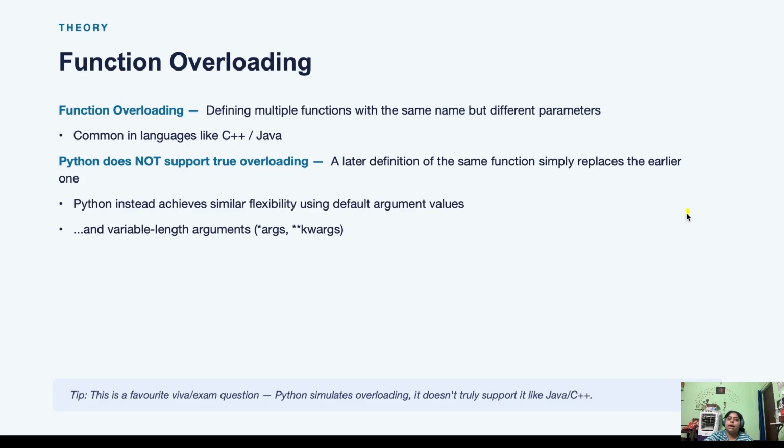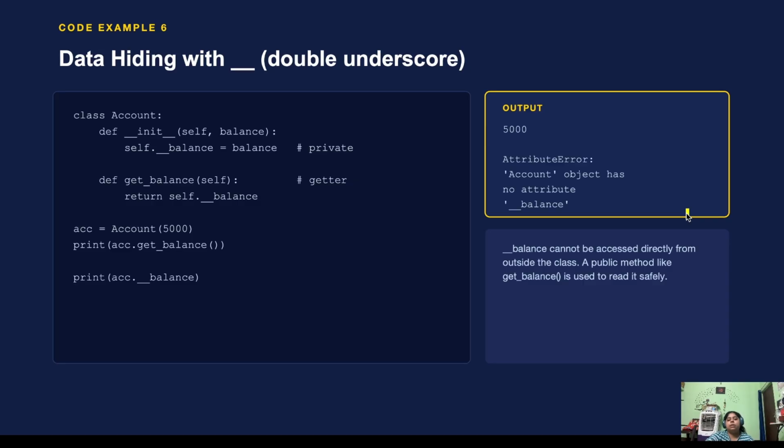If we talk about data hiding, it is one of the important concepts because it helps the owner or the developer decide what to show to the user and what not. That is the main thing. Like, you have an account instance and you just want the balance to be shown, so you set it a different way with get_balance. You don't want other things exposed everywhere, so you decide to do it that way. Balance cannot be accessed directly from outside the class. A public method like get_balance is used to read it safely.